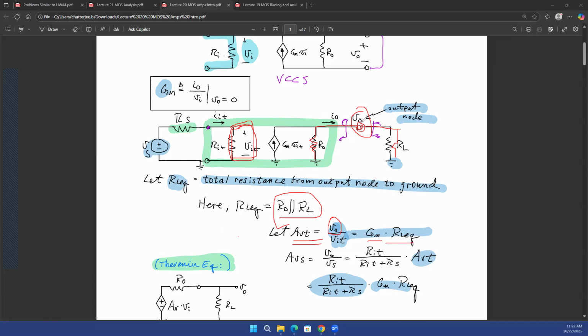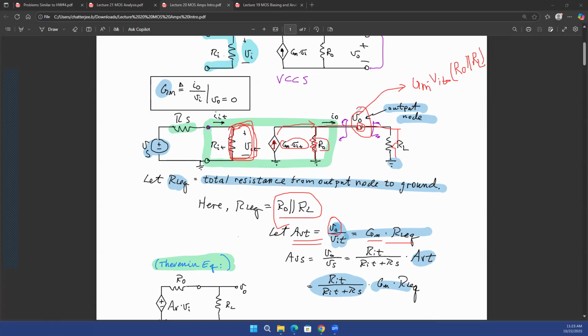Why? Because what is VO? VO is just output current multiplied with output resistance. What is output current? Output current is Gm times VIT. That VIT is the voltage at the input of the op-amp, and Gm times that voltage gives you the current. That current flows through the output resistance over here. The output resistance of the amplifier was RO, and you had connected another RL in parallel to RO. So what is the total resistance at that output node? That is going to be RO in parallel with RL. Current multiplied with resistance gives you voltage, Ohm's law.